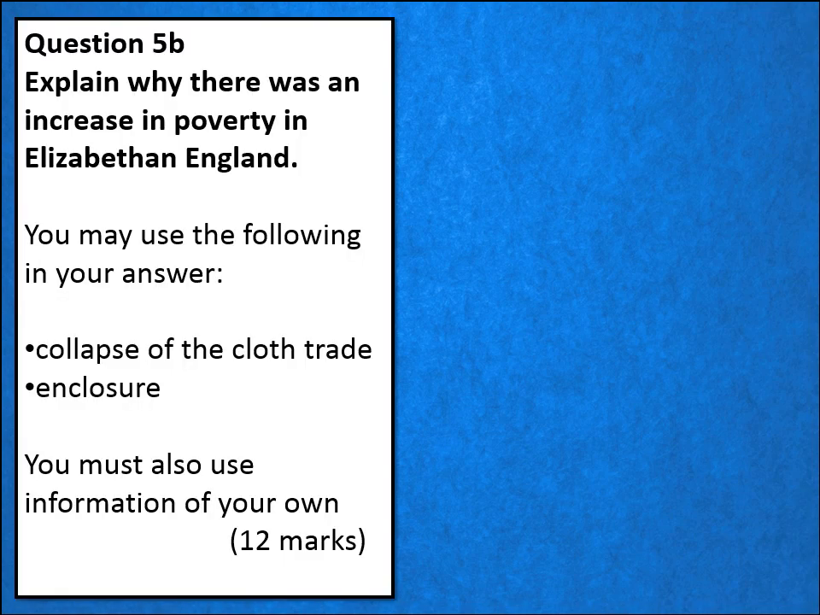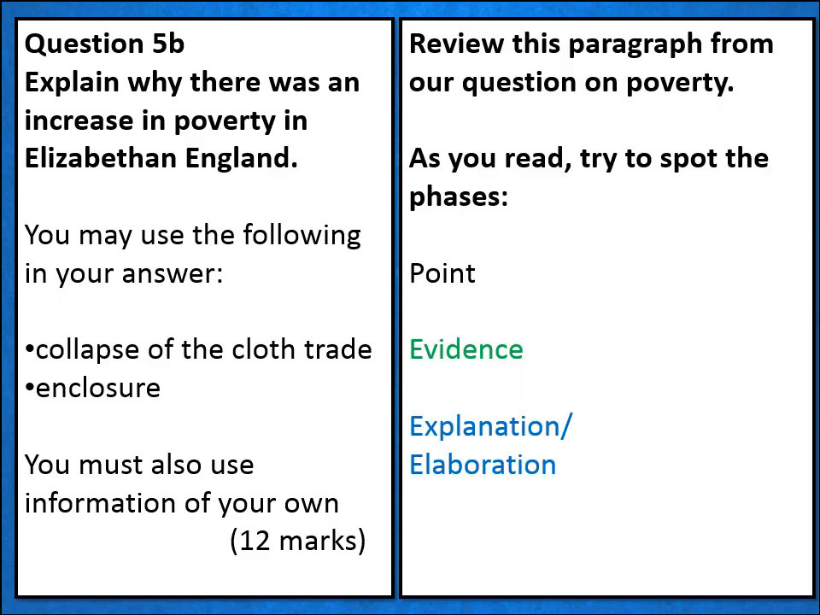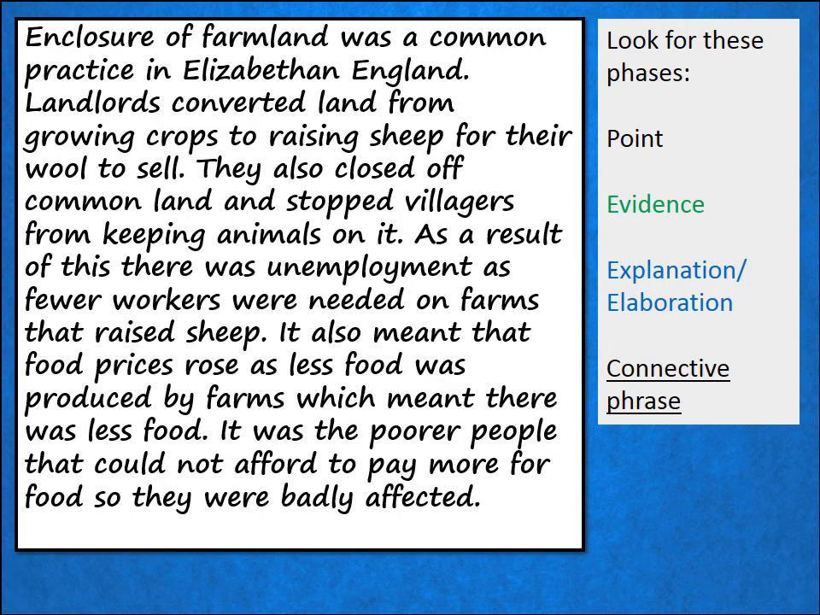Okay, let's return to our original question, explaining why there was an increase in poverty in Elizabethan England. We're about to have a look at a model paragraph. As you read through it, try to spot those different phases that we've previously mentioned: the main point, evidence, and then explanation or elaboration. You might like to pause the presentation just for a moment here while you read through and try to find them.